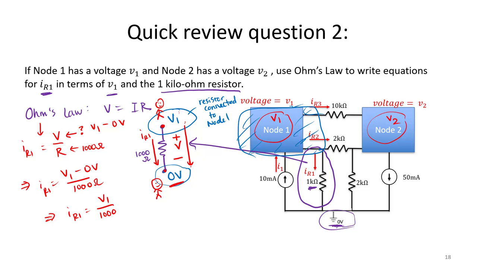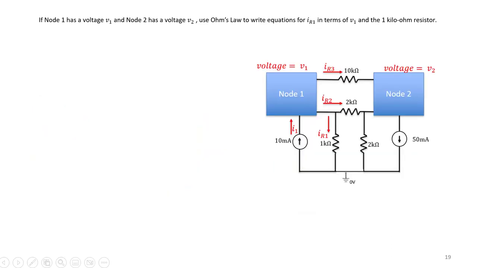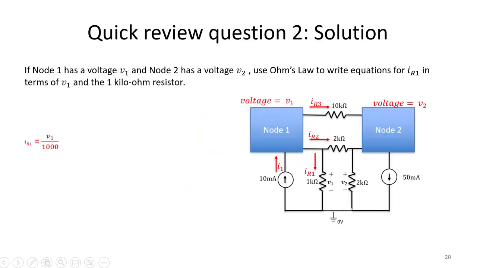It's not too bad, right? We're just using Ohm's law here. And you'll see, once again, that's exactly what we get. Our voltage drop across our resistor is V1 volts, so the current must be equal to V1 over 1000.